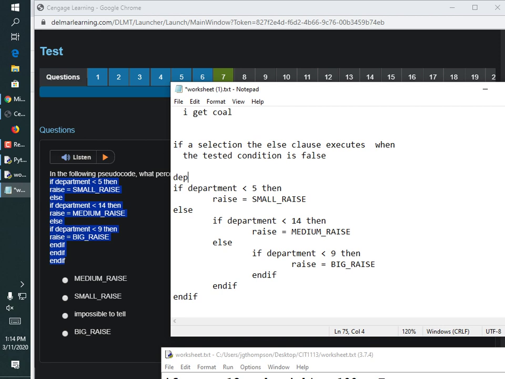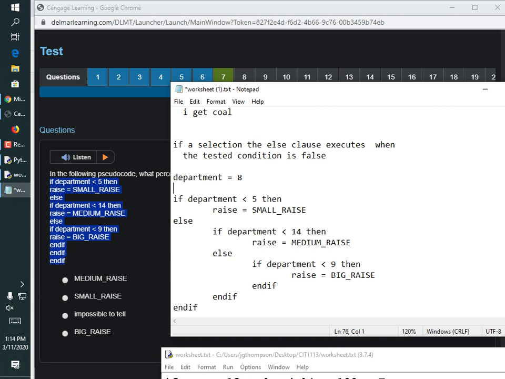Department equals 8 is the assumption. That's what they're asking. And what's their raise going to be? Is department less than 5? No. Else, so we're in this block. Is the department less than 14? I see what they're doing. I guess they're saying that there is no department greater than or equal to 14.